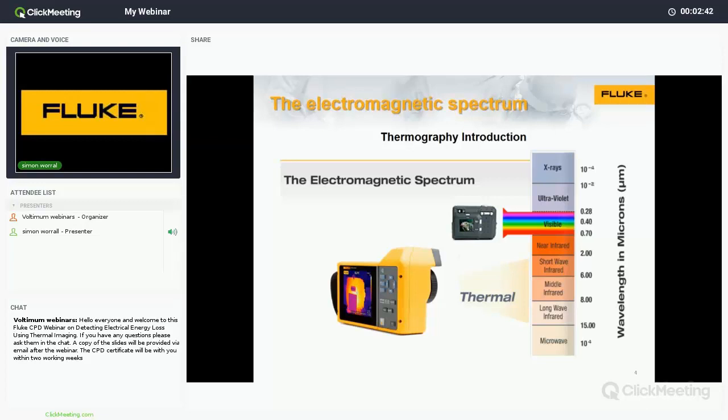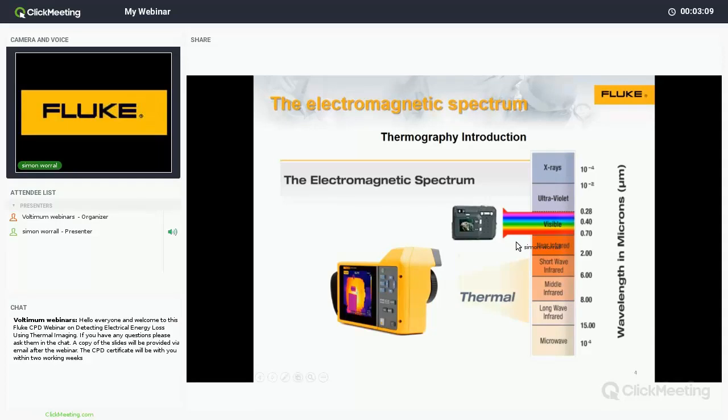Now, what is infrared energy? Well, infrared energy is part of the electromagnetic spectrum. We're all familiar with the electromagnetic spectrum, or we should be, from how we use it. Us as humans, we see visible light. And you can see on screen we've got a little picture of a digital camera, and this works in the same bandwidth as our eyes do, visible light.